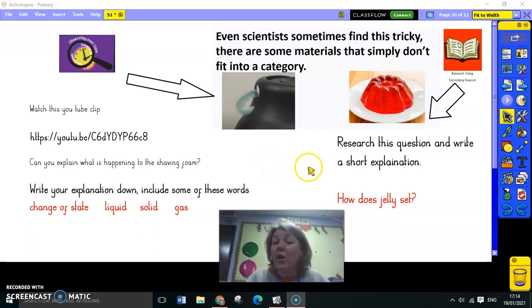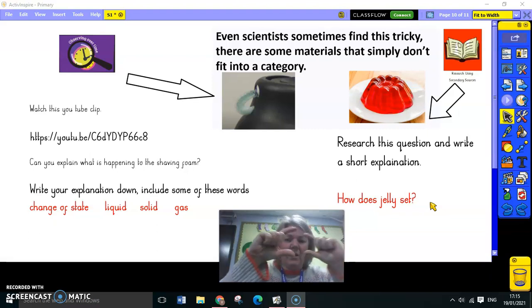The other thing you might like to do, just for a little bit of fun, is doing some research using secondary sources. And there's a question. So the question here is, how does jelly set? Because I know when I make jelly, I buy it in a pack in the supermarket, and it's like a block. So it's like a wobbly block, and then I break it all up and I put some hot water on it, and it turns into a liquid. And then it turns back to a solid. But how does it do that? What's happening? I wonder if you can find out the science.